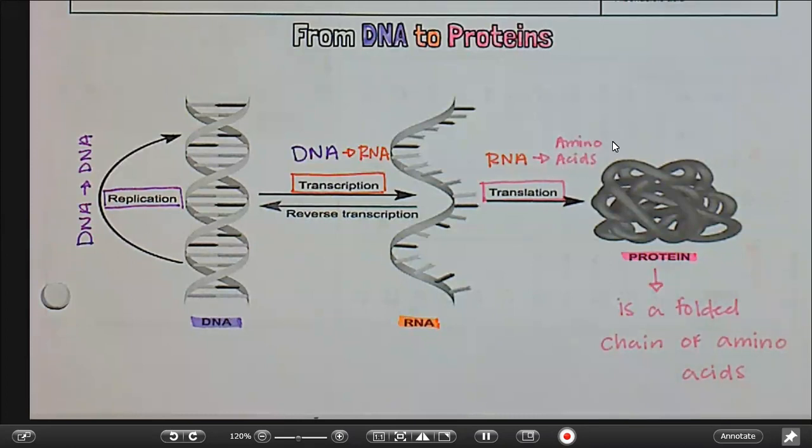And then once we have this amino acid strand built from the RNA, we then have to do a little bit more work to the protein to make it actually function. And we have to fold and spiral and pack in so that the protein can do its job. So this is the central dogma, DNA to protein.